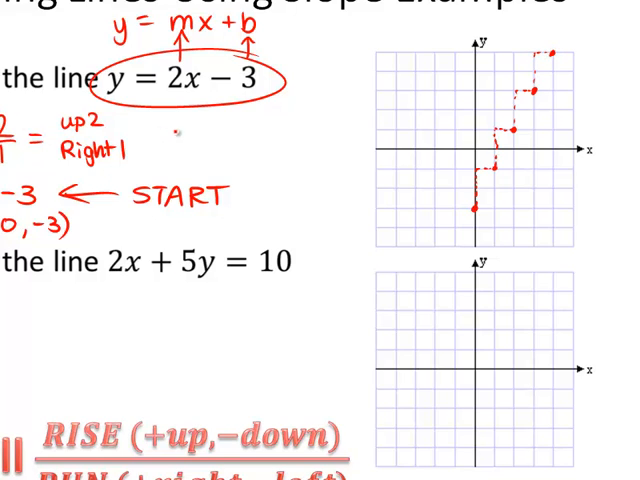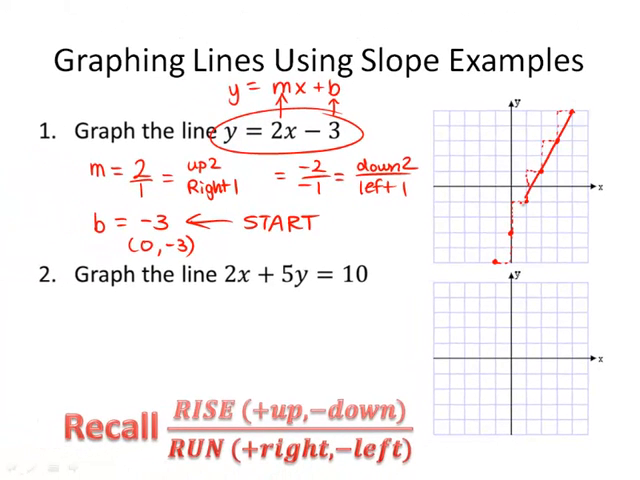Notice 2 over 1 could have also been written as negative 2 over negative 1, which would have meant down 2, left 1. Down 2, left 1 is also on the line. So now you can take a ruler out and connect your points. Let's try the next one.